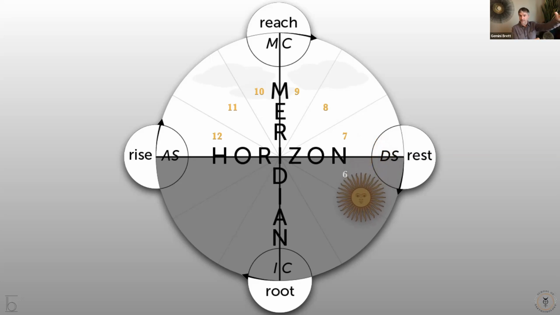Sun continues to descend, but now in the underworld, sixth house, fifth house, fourth house, and rooting down below, halfway in time between sunset and the following sunrise, sun roots at the IC, the Imum Coeli, the bottom of the heavens.